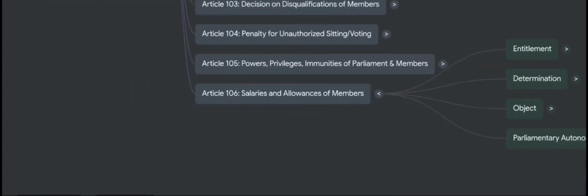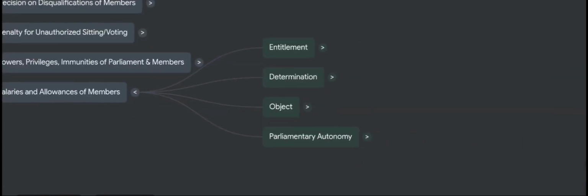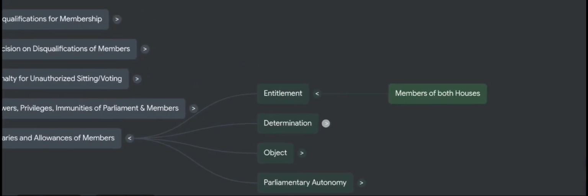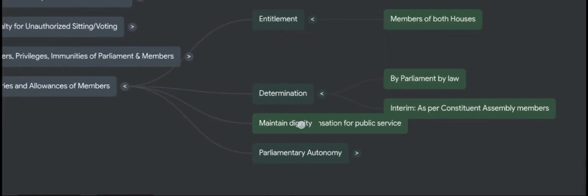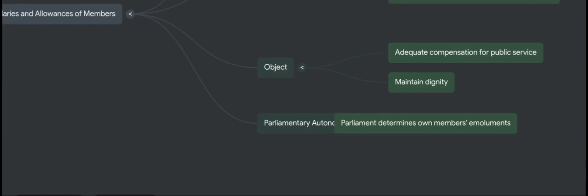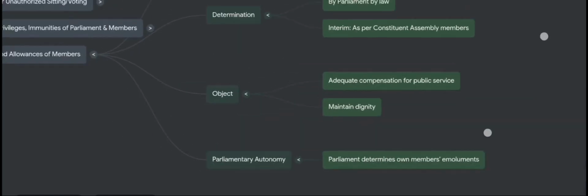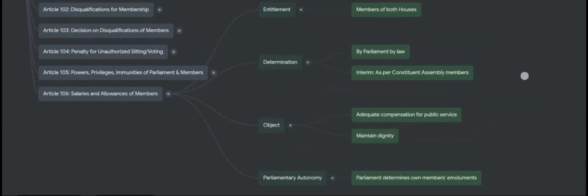Alas. Finally, we arrive at Article 106, which deals with the more practical matter of salaries and allowances for members. It seems straightforward. All members of Parliament are entitled to receive salaries and allowances. And again, like the presiding officer's pay, Parliament itself determines these amounts by law, right? That's correct. Article 106 empowers Parliament to determine, by law, the salaries and allowances of members of both the Lok Sabha and the Rajya Sabha.